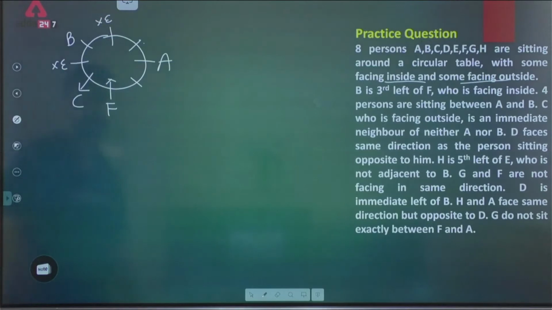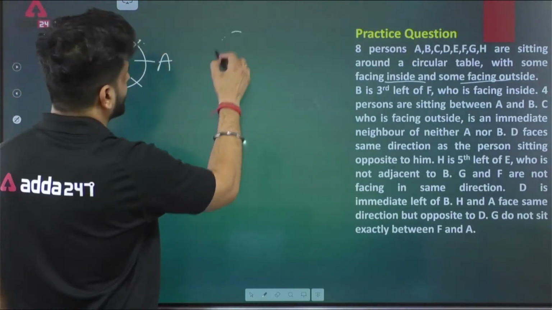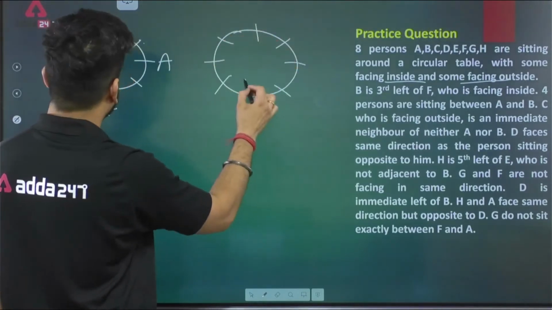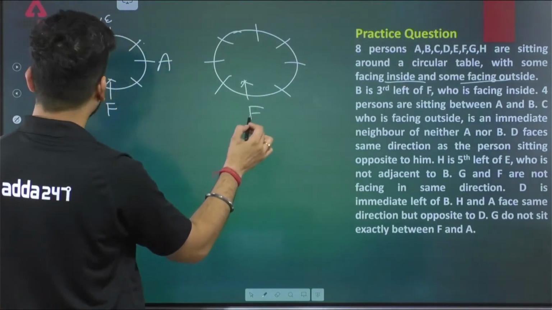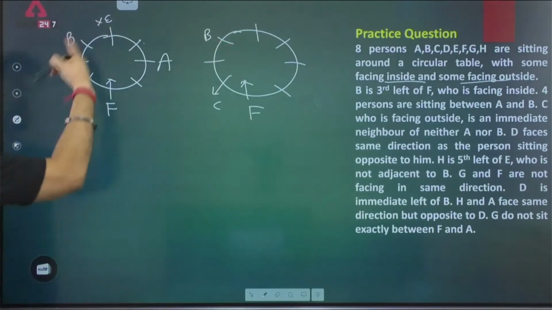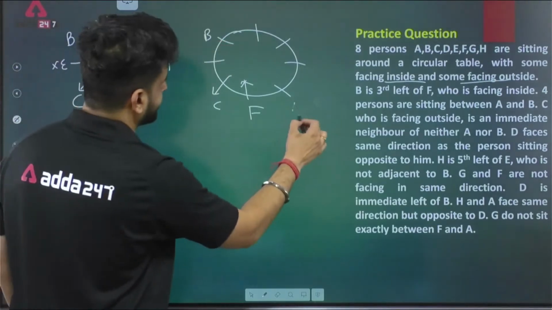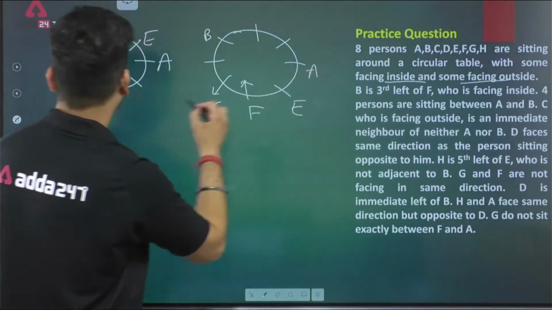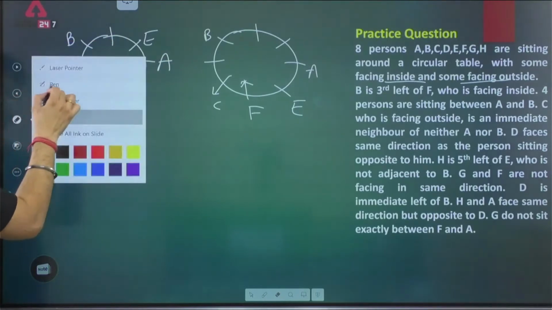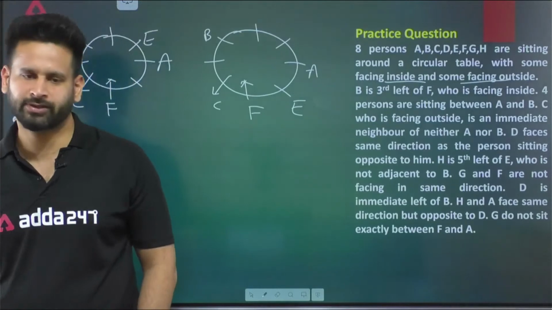Right? Now after these two places, two places are still left. So I will draw one more possibility. 1, 2, 3, 4, 5, 6, 7, 8. This is F facing inside, C facing outside. This is B. So what are the possibilities for E? Either E can come at this place or at this place. A is already over there. So these are the possibilities for E. Just pay attention. Clear? So as of now I am getting two cases.